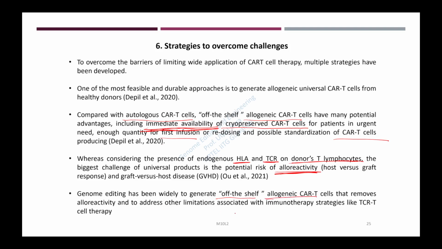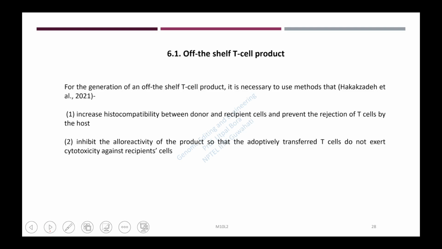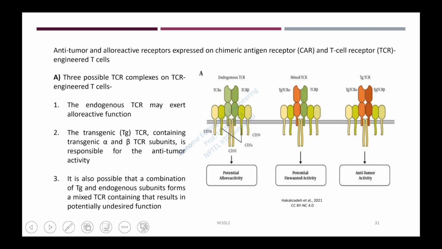and address the other limitations associated with immunotherapy strategies like TCR T cell therapy. So the off-the-shelf T cell product increases the histocompatibility between the donor and the recipient cells and prevents the rejection of T cells by the host, and inhibits the alloreactivity of the product so that the adoptively transferred T cells do not exert cytotoxicity against the recipient cells.